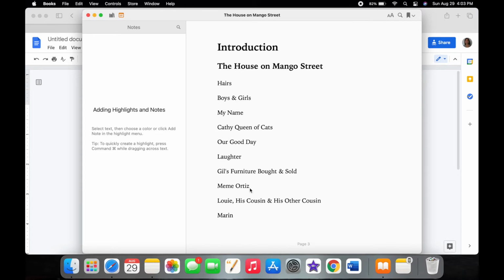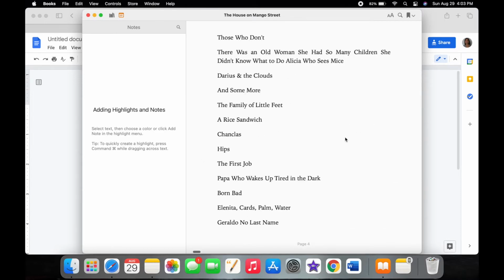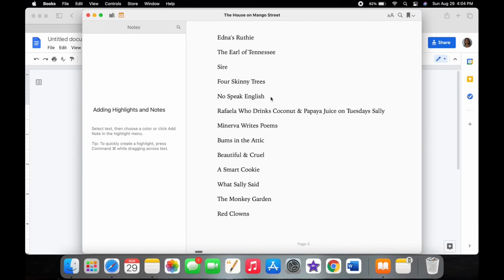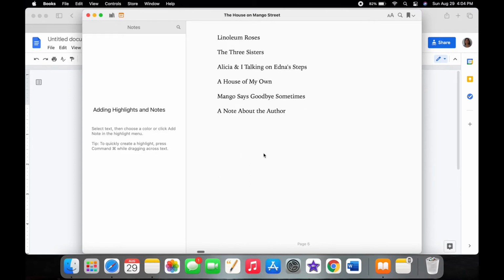But, of course, going over the table of contents, it seems like this is somebody of a Latinx or Hispanic background. So, chanclas, and names like Geraldo, No Speak English, Rafaela, Minerva. Those are names and words that are part of the Latinx or Hispanic background. Then we can also take a look at what the introduction might be.